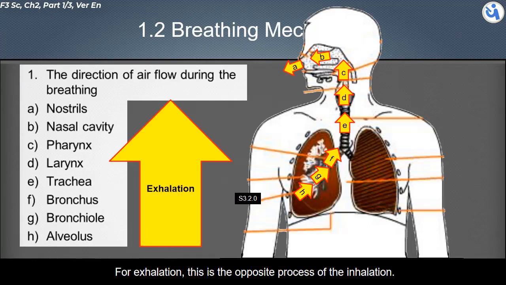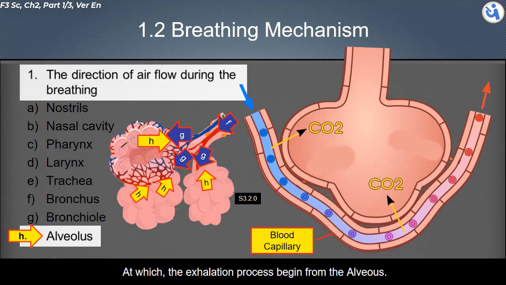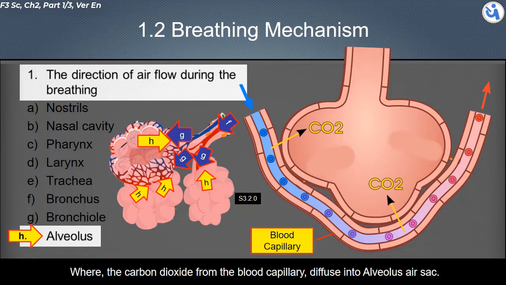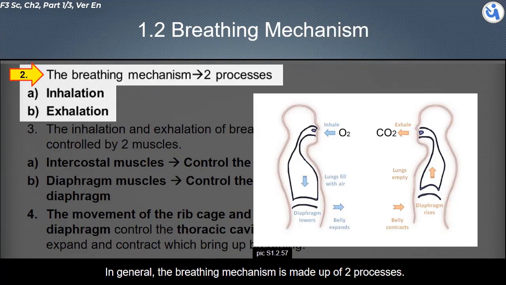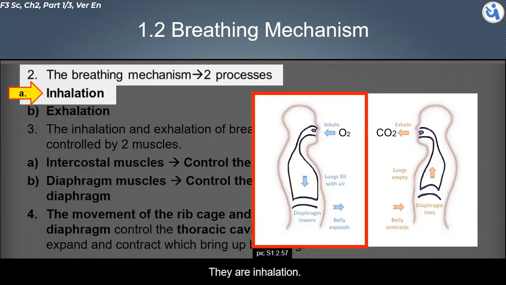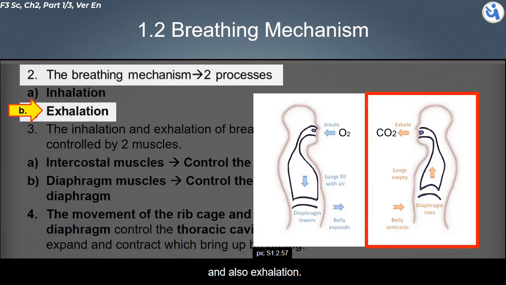For exhalation, this is the opposite process of the inhalation, at which the exhalation process begins from the alveolus, where the carbon dioxide from the blood capillary diffuses into the alveolus air sac, and then the air with the high concentration of carbon dioxide will flow through the same path to outside. In general, the breathing mechanism is made up of two processes. They are inhalation and also exhalation.